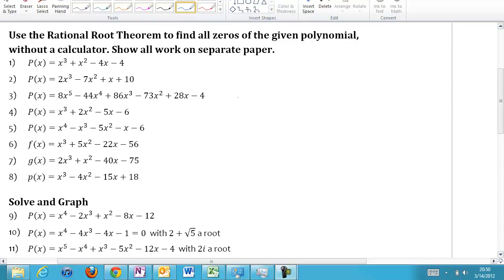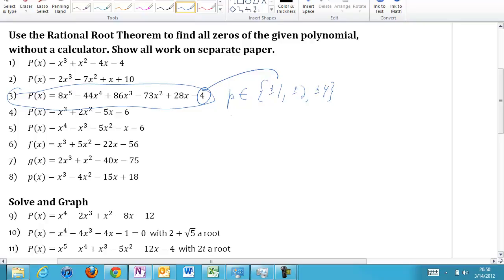This is the 4.4C homework worksheet. We're going to do number 3, this one. If I list out all the possible rational roots, we know that P has to be an element of, from the 4, plus or minus 1, plus or minus 2, or plus or minus 4. And I know that Q has to be an element of, well, the 8. So we go plus or minus 1, plus or minus 2, plus or minus 4, plus or minus 8.